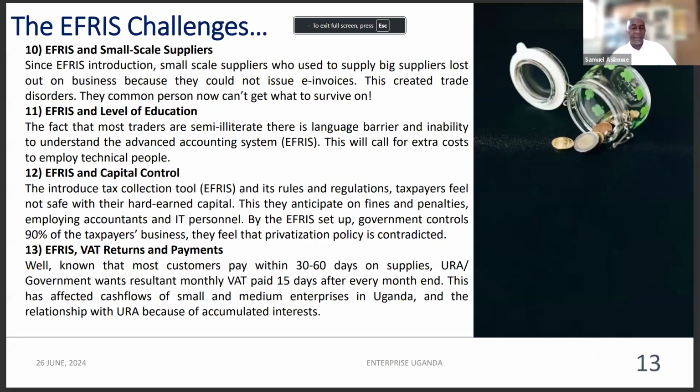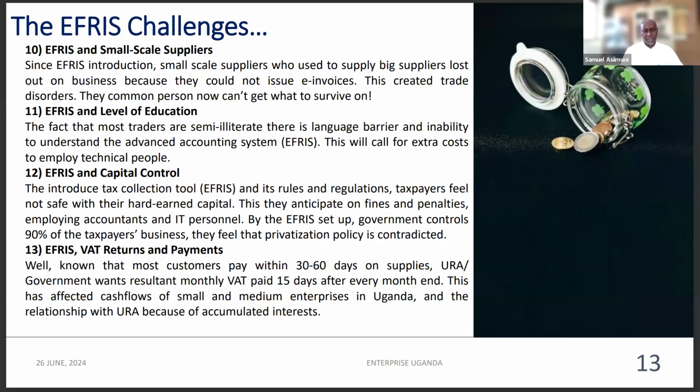Sorry, that was an interruption on the internet. And you must remember that the internet is one of the requirements for the EFRIS system. But however, there are offline modes and points.